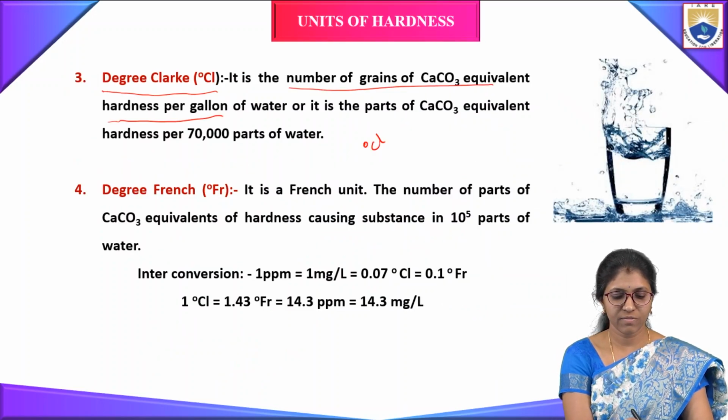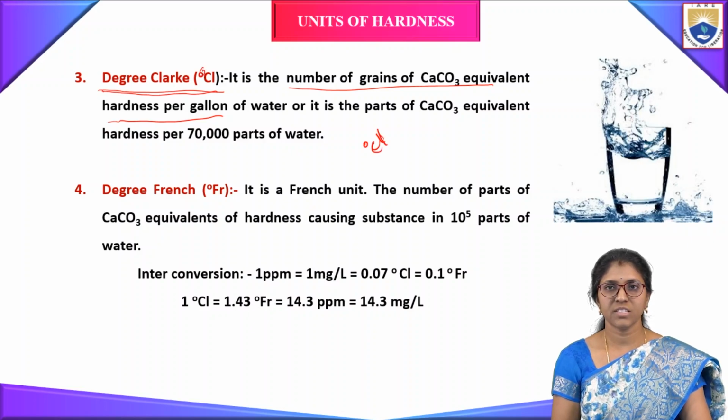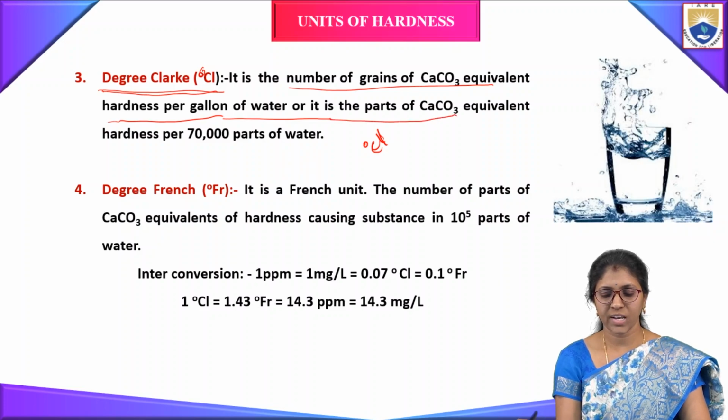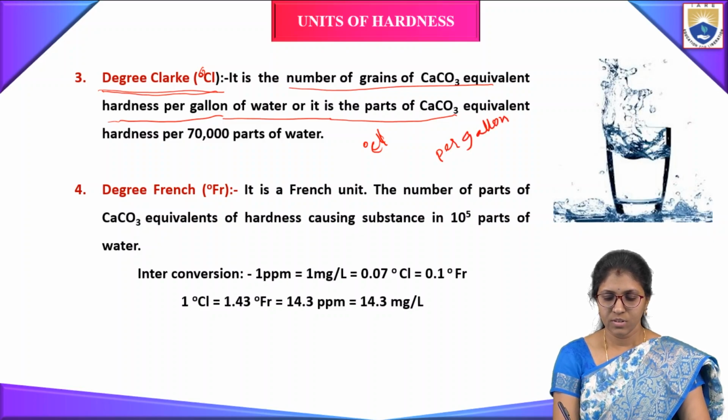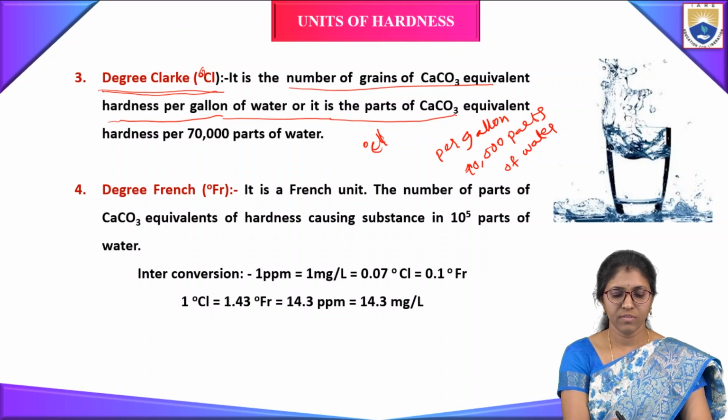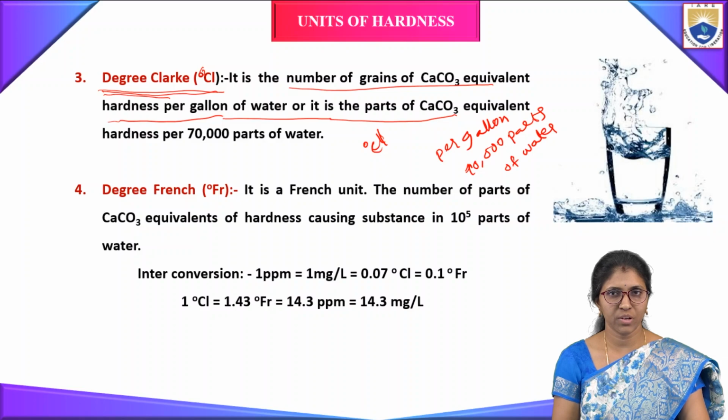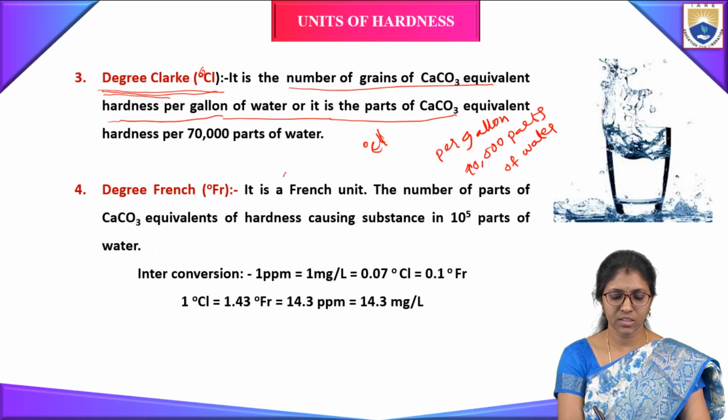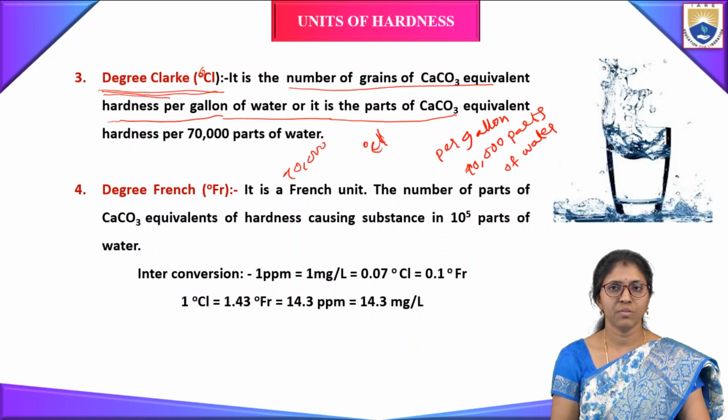The next unit is degree Clark, denoted by degree Cl. It is the number of grains of calcium carbonate equivalent hardness per gallon of water, or parts of calcium carbonate equivalent hardness per 70,000 parts of water. Degree Clark means the number of grains of calcium carbonate equivalent hardness causing salt per gallon, that is, per 70,000 parts of water.